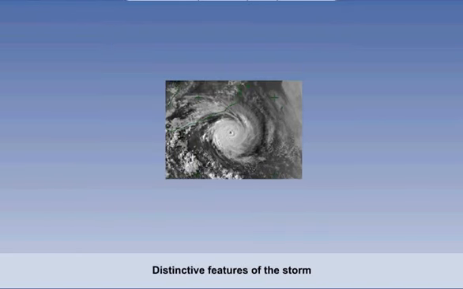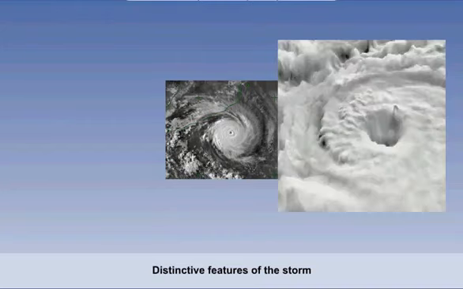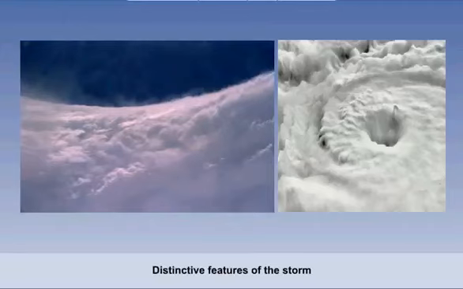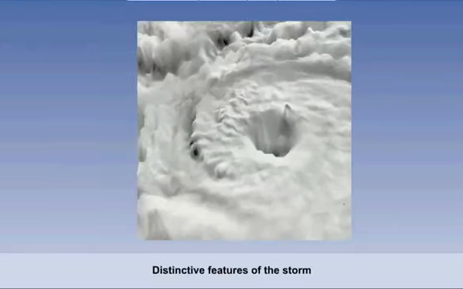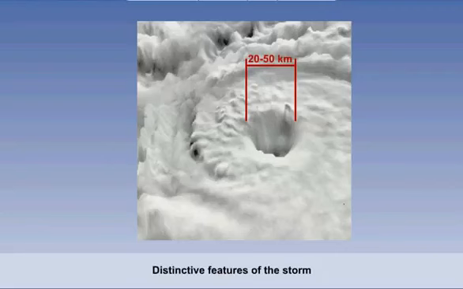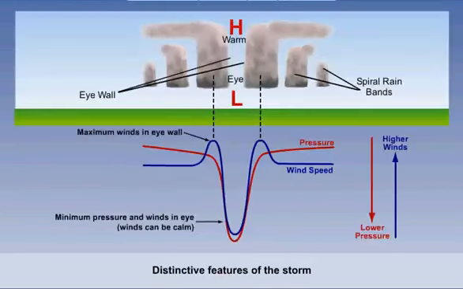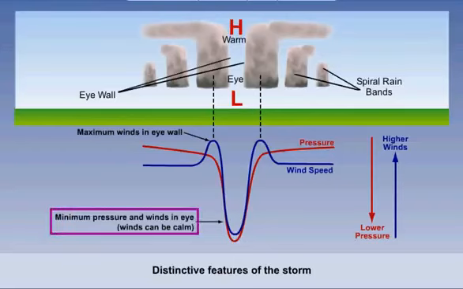There are several distinctive features of the tropical revolving storm. The eye and the wall are two important ones. The eye, found at the centre of the storm, has a typical diameter of 20 to 50 kilometres, and its tightening is a sign that the storm is intensifying. The eye itself may be cloudless with light winds, and it's here that we find the lowest readings of atmospheric pressure.